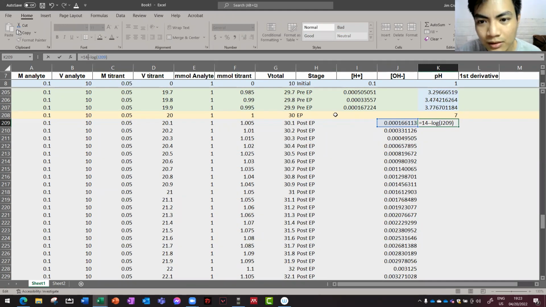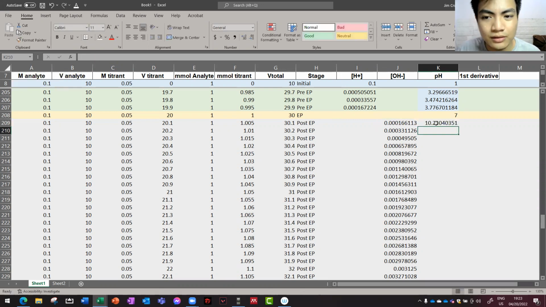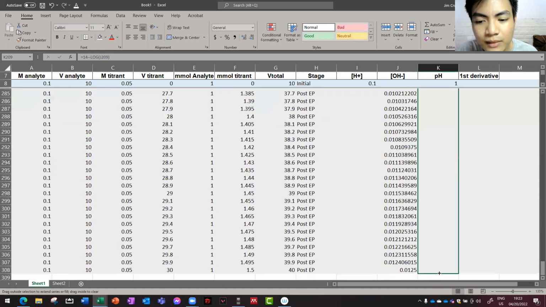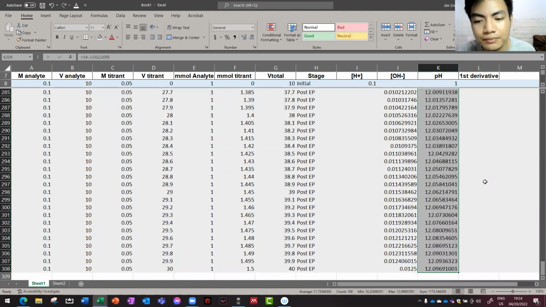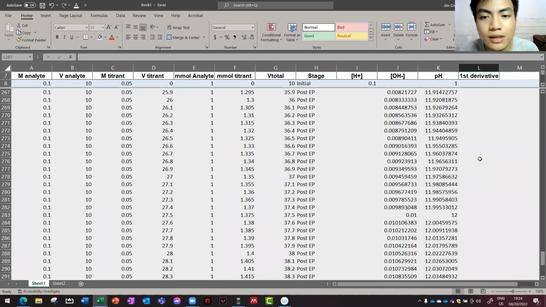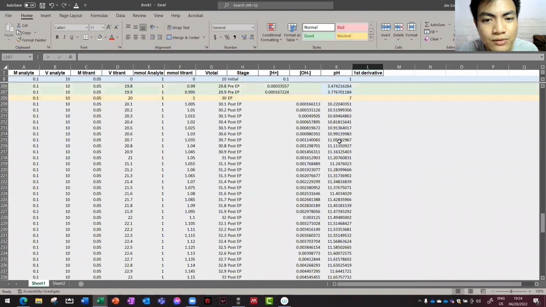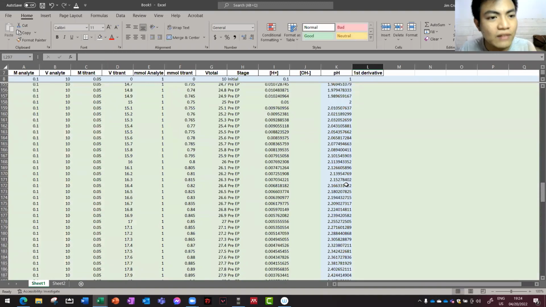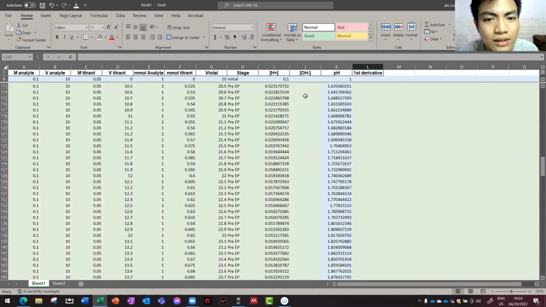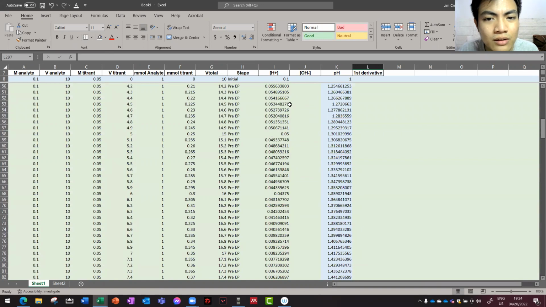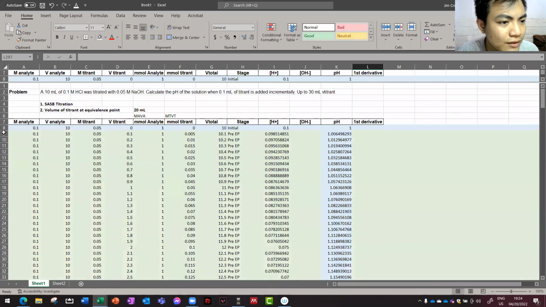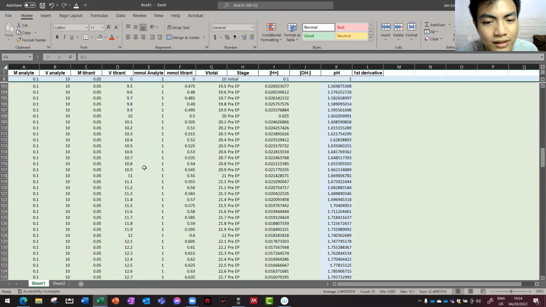There you go. So this is the pOH, and then you just drag it until the end of the entry. And so yeah, that's it. You have the pH values at different volumes of titrant, and you have the different concentrations here. I'll just fix this color so I won't get confused.